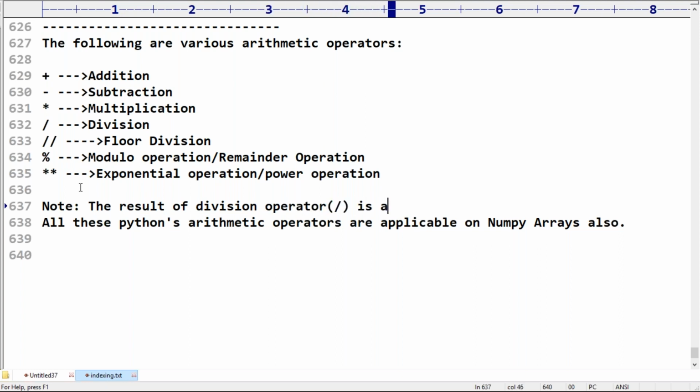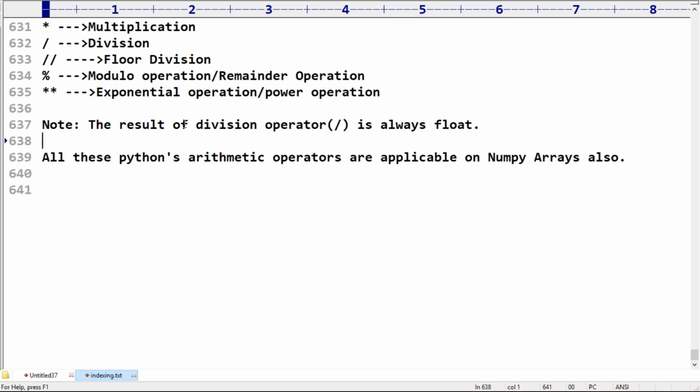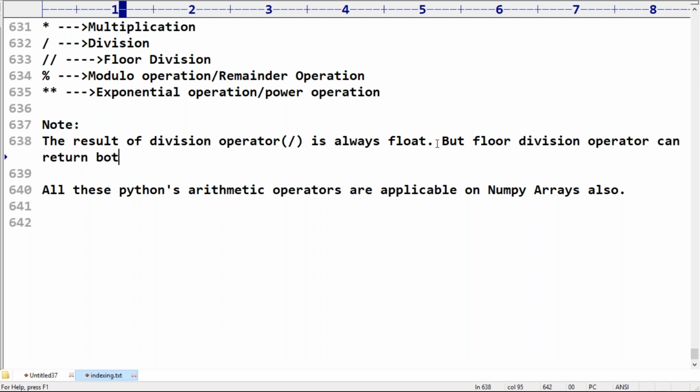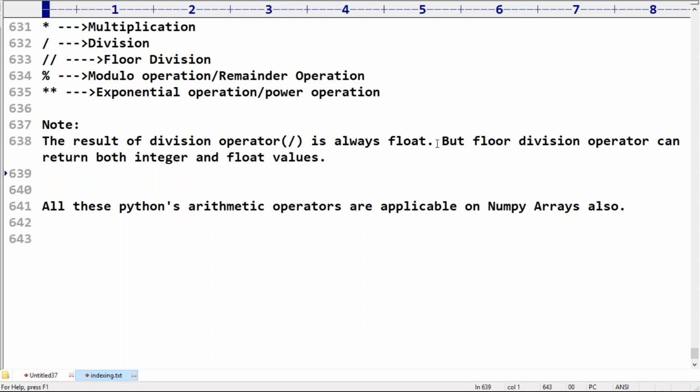Sir, here this division operator is always float. The result of the division operator is always float. But the floor division operator can return both integer and float values. If both arguments are int, the result is always int. So if both... but floor division operator means this one, sir.